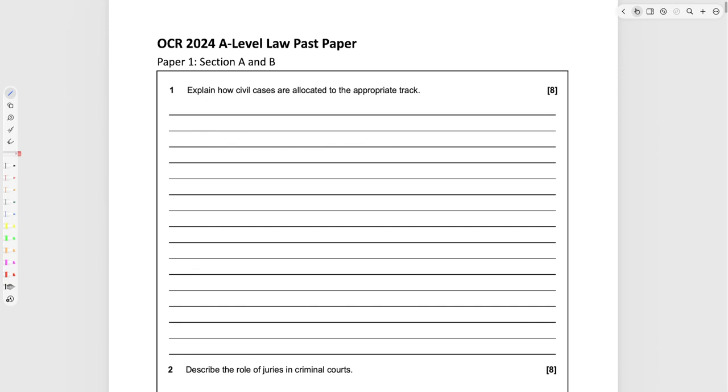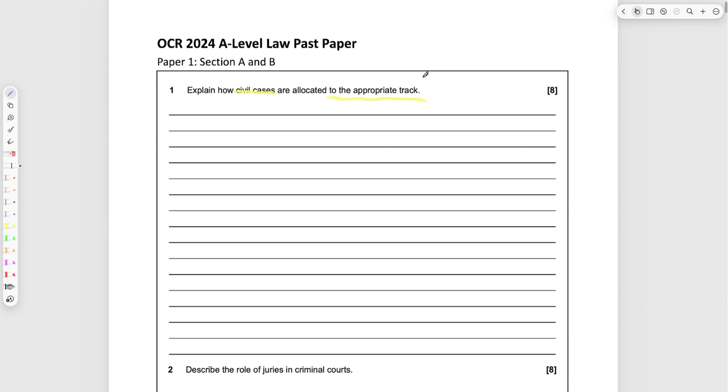Let's get started. So this question is asking us to focus on the civil cases in the civil courts, and they're asking us to have a look at how they are allocated to the appropriate tracks. Now, I will say as well, this says OCR, but this is also applicable to WJEC and in some cases AQA.